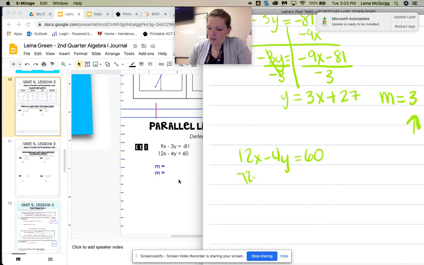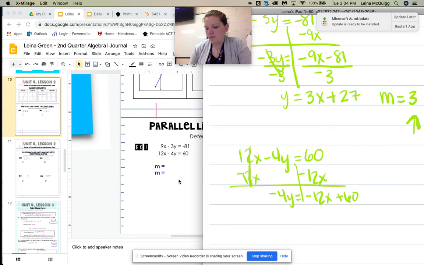So I'm going to subtract 12x from both sides. 12x minus 12x is 0. That leaves me with negative 4y equals negative 12x plus 60. They're not like terms. I can't combine them, okay? All right, so then I need to get y by itself. I'm going to divide by negative 4 on both sides. So negative 4 divided by negative 4 is 1. I'm left with y over here. Negative divided by negative is a positive. 12 divided by 4 is 3, so I have 3x.